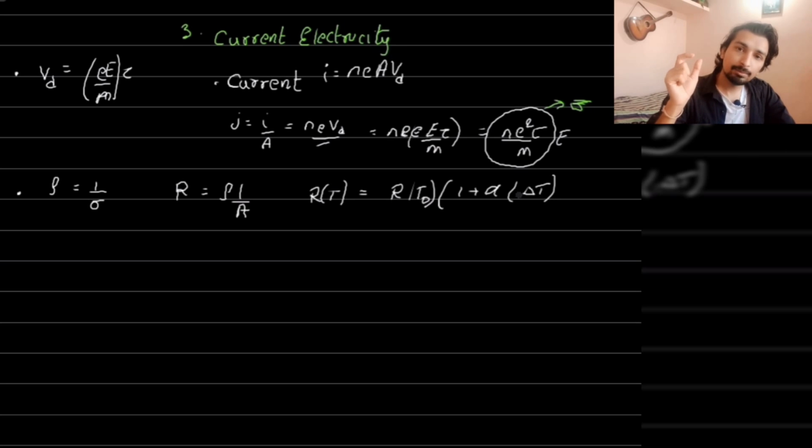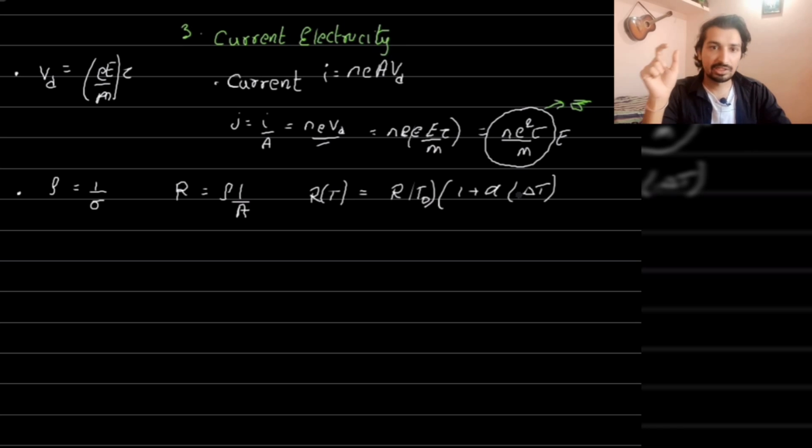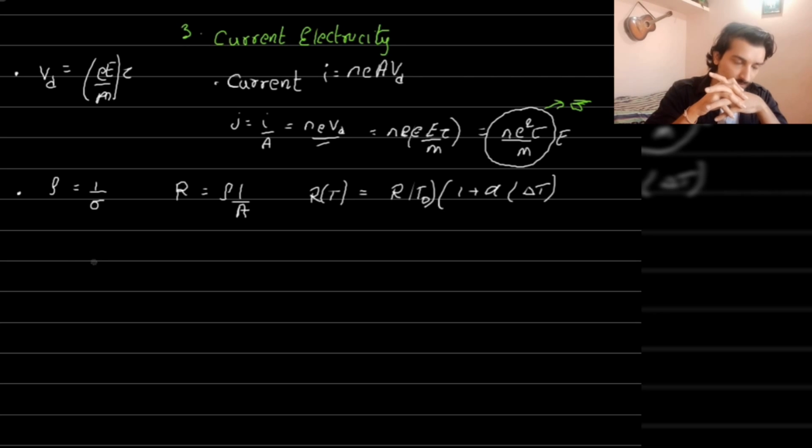So what is the value of resistance at any temperature? Not time, sorry, at any temperature, that will be equal to the resistance at temperature T0 into 1 plus alpha into delta T. Okay, so that's the formula.